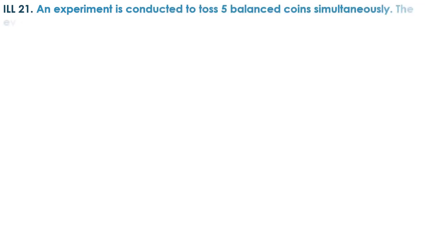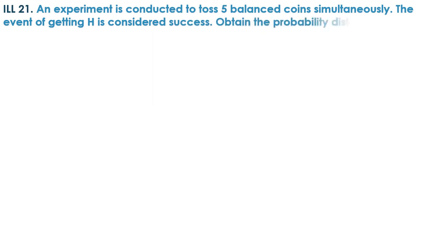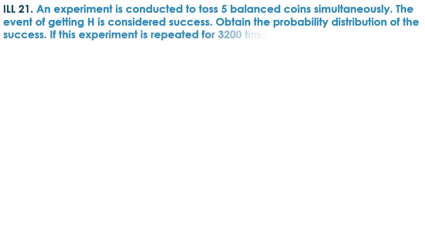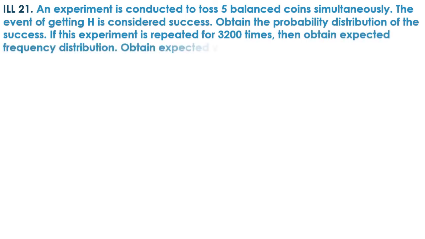Now I'm going to skip two illustrations, that is 19 and 20, and move forward towards illustration 21. An experiment is conducted to toss 5 balanced coins simultaneously. Okay, we have 5 coins. The event of getting H is considered success. Okay, so success is heads, failure is tails. Obtain the probability distribution of the success. If this experiment is repeated 3200 times, then obtain the expected frequency distribution. Also obtain expected value of number of successes and its standard deviation.